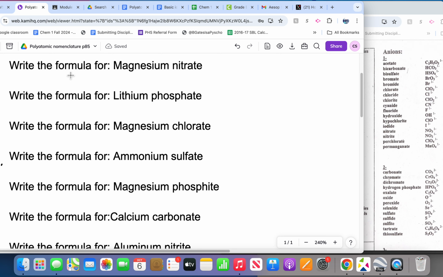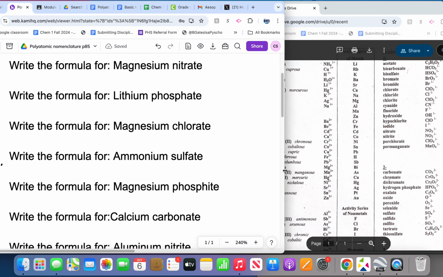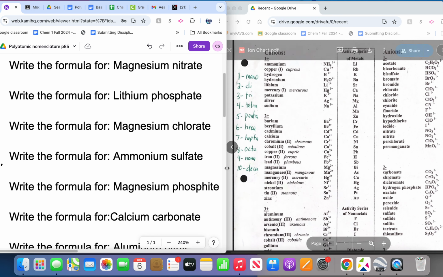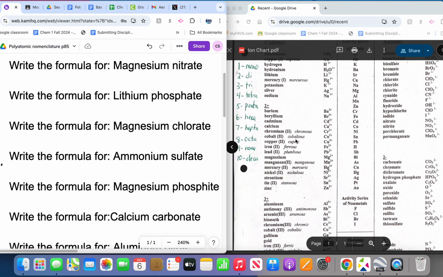What you would need to do that is look up magnesium on your ion chart, the tan ion chart. You would find that it's Mg and it's 2 positive. Now, a polyatomic ion, like nitrate, if you find nitrate over here, you'll see that it's NO3. Polyatomic means it's an ion that contains more than one type of atom.